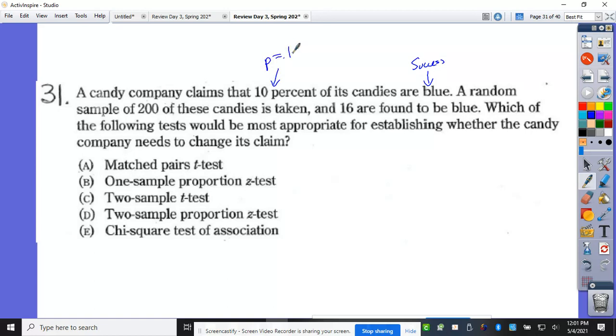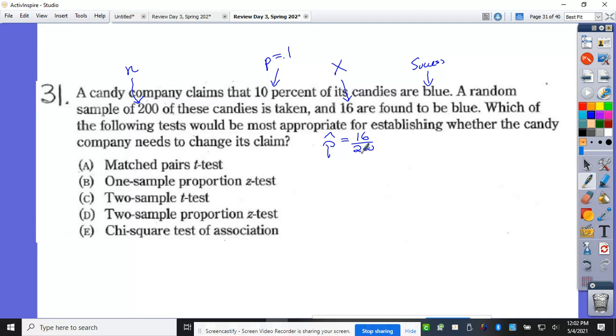A random sample of 200, that's our N. And 16 are found to be blue. That's our X, because we could use X over N to find P hat. Which I could write P hat would be 16 over 200. Which of the following tests would be most appropriate for establishing whether the candy company needs to change its claim?